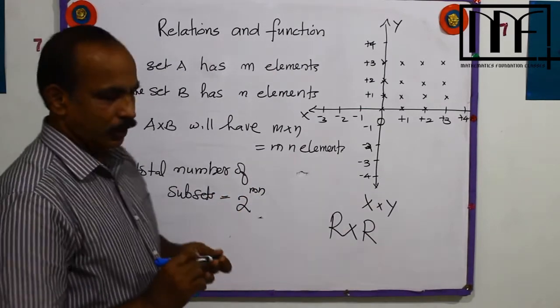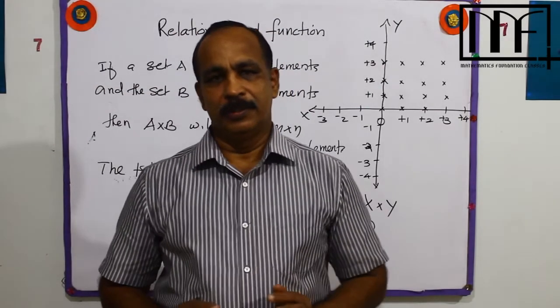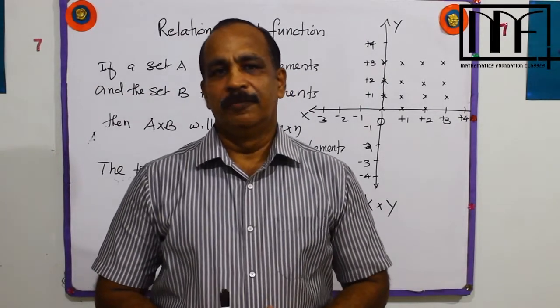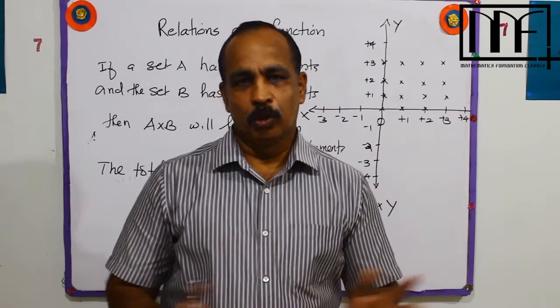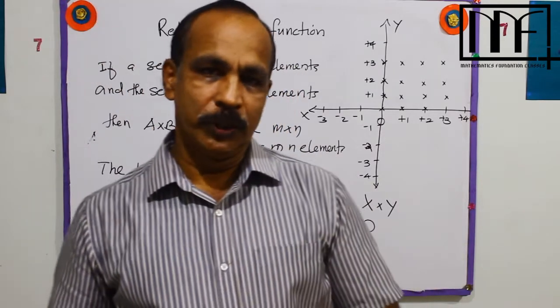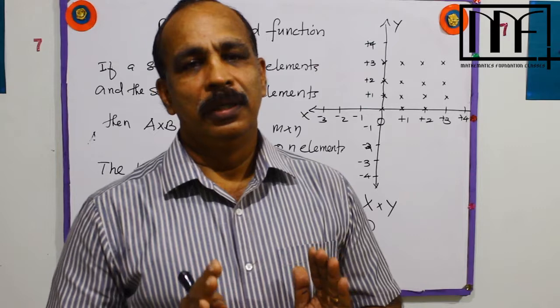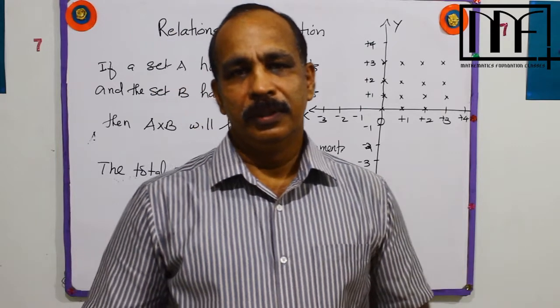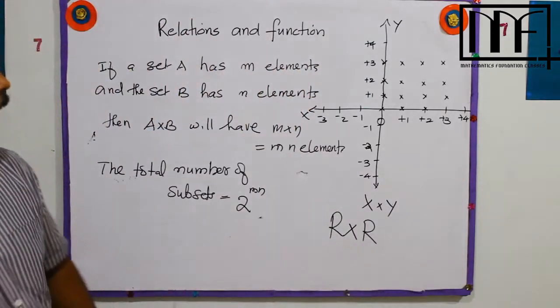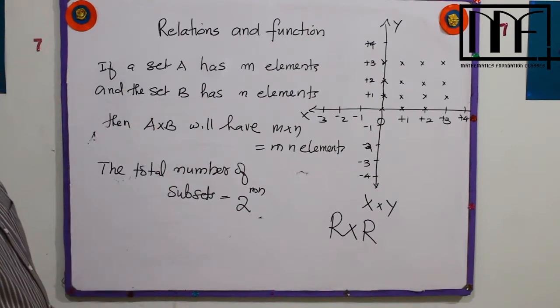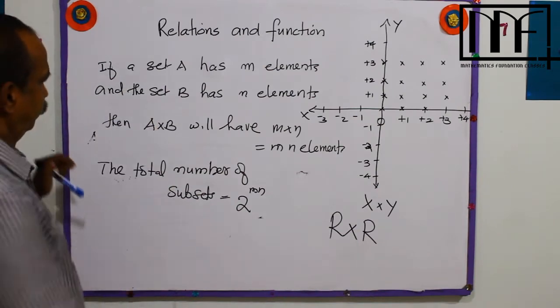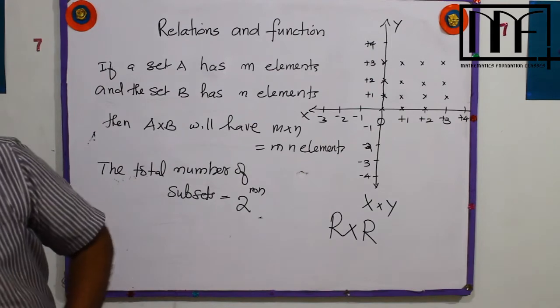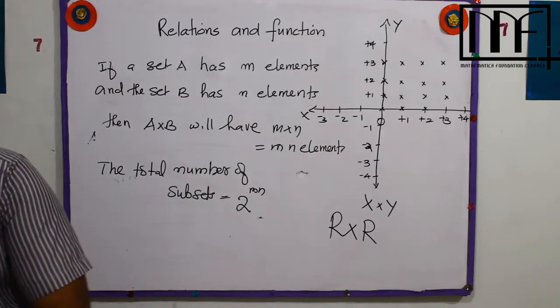You studied in set theory how to find the number of subsets. That is, if a set has n elements, the total number of subsets will be 2 raised to n, which includes the empty set and the universal set. Okay, this is about the Cartesian product. Next I will show an example here.